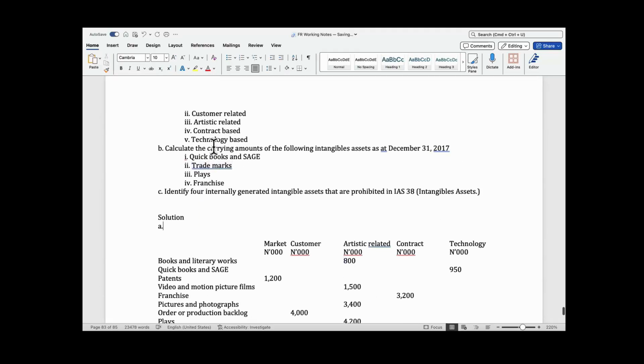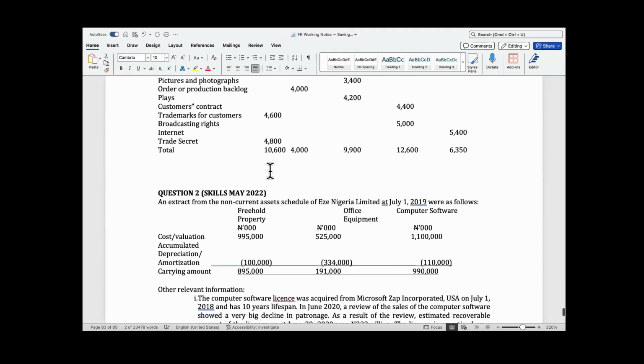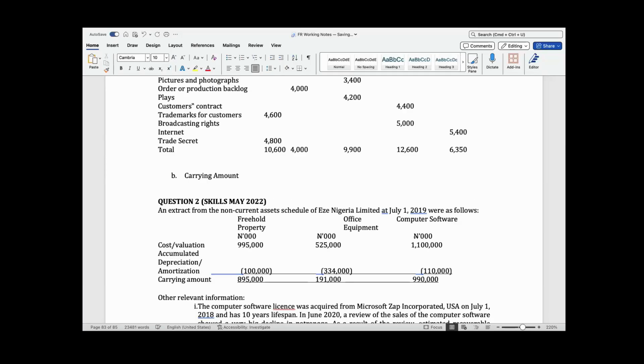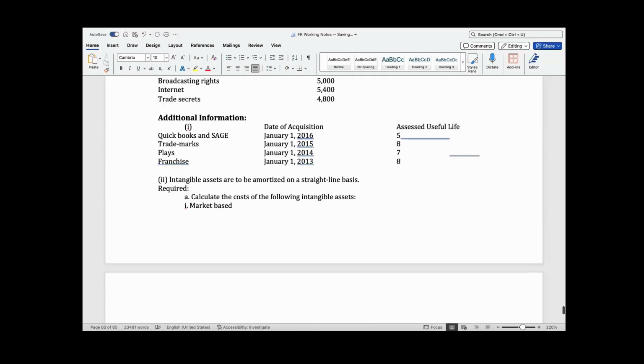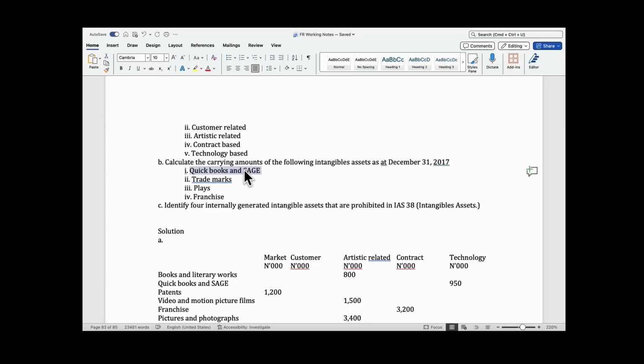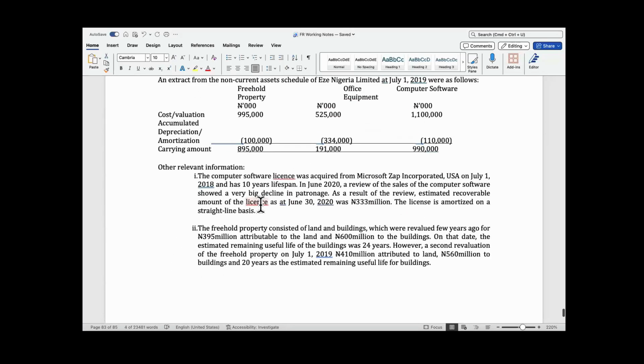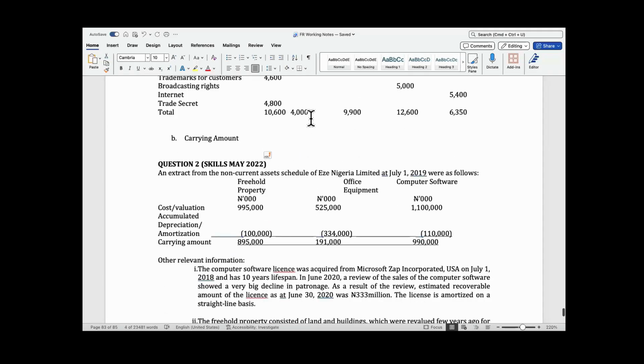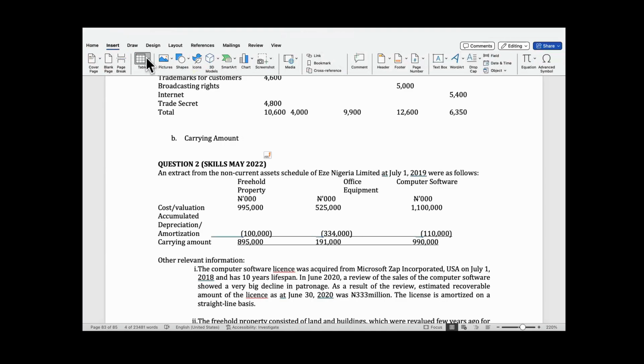For B, they want us to calculate carrying amount. I already taught you that the carrying amount is cost minus accumulated depreciation. So I just need to get the carrying amount for the assets they want: QuickBooks, trademarks, place, and franchise. I think David said I should use a table. Let me listen to David at least for once. I never listened to him.